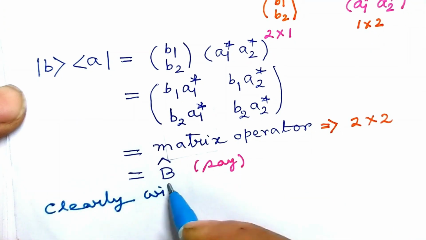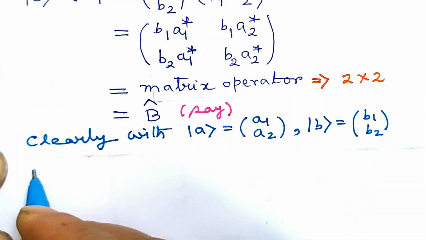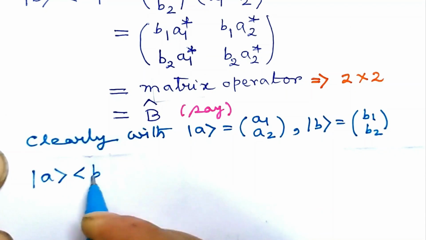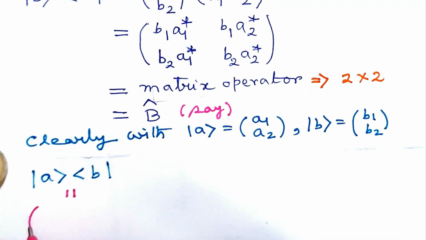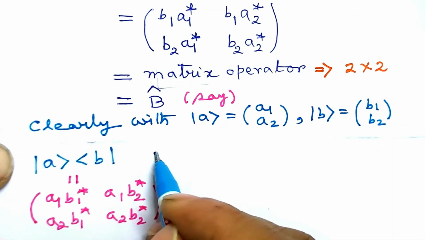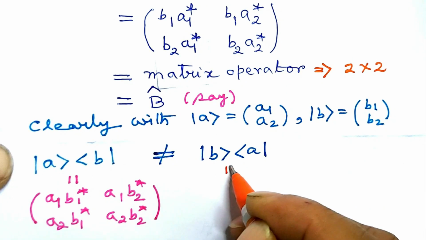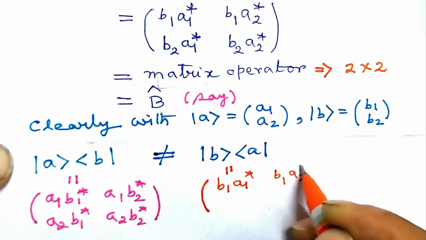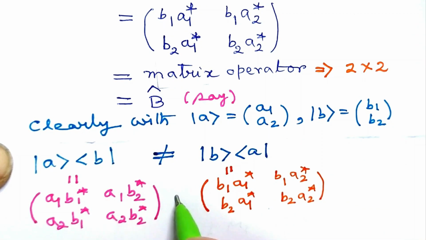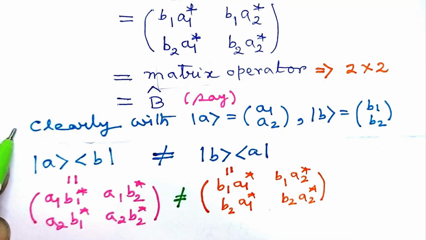Clearly, with ket A equal to A1, A2, and ket B equal to B1, B2, the product ket A bra B, which is the matrix, is not equal to the product ket B bra A, that essentially is the matrix. In other words, the matrices aren't equal. This non-commutativity is an important observation.